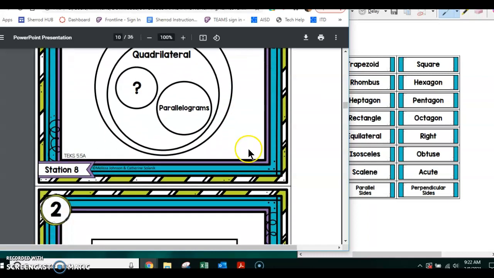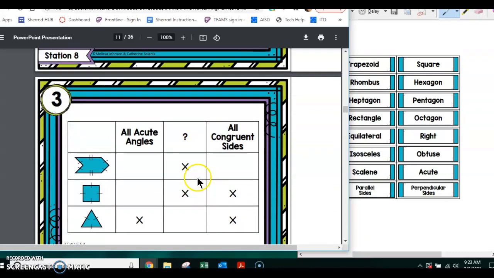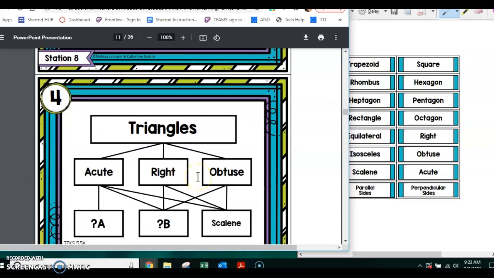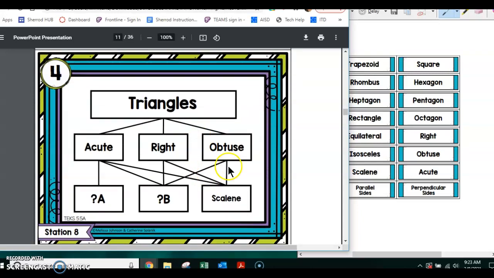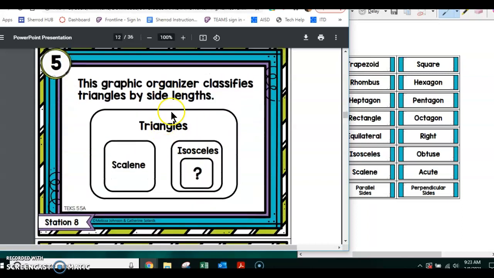Okay, this time I'm going to show you another one. We're going to talk about it for a minute. And then it's going to pause and the question is going to come up for you to answer on this Edpuzzle video. Let's go down to... Alright, number 4. Oh, no, number 4, I'm sorry guys. Here, number 5. This graphic organizer classifies triangles by length.